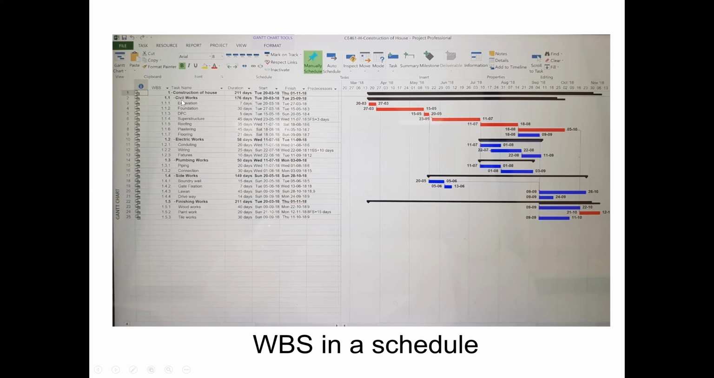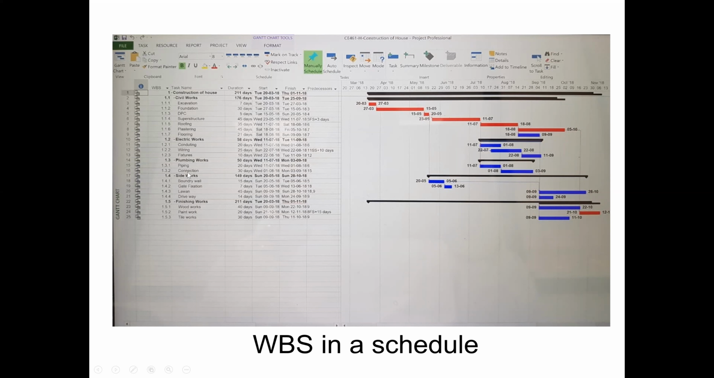So when we prepare a schedule, we first enter the work breakdown structure. Under the work breakdown structure, we enter the activities, and then we assign the duration to the activities. These black lines are the summary of the civil works, and then electrical work. This black line is the summary of electrical work, the plumbing work has a summary, and similarly the side works and finishing work. And then the total summary of this project. When you click, it can contract and expand in more detail.